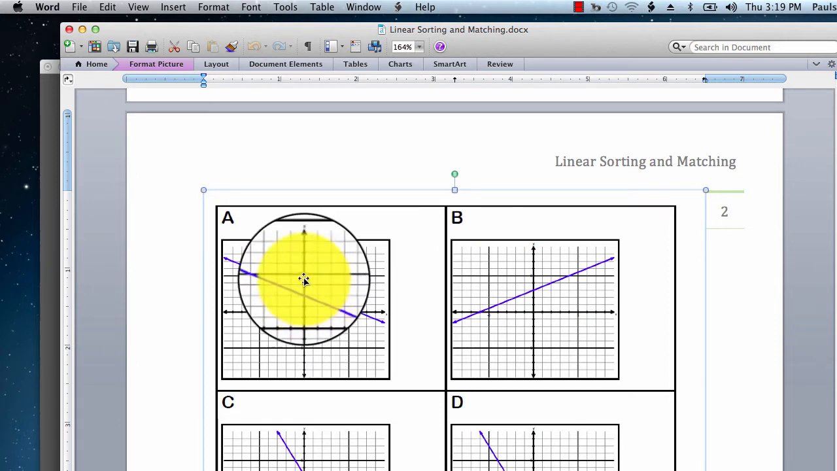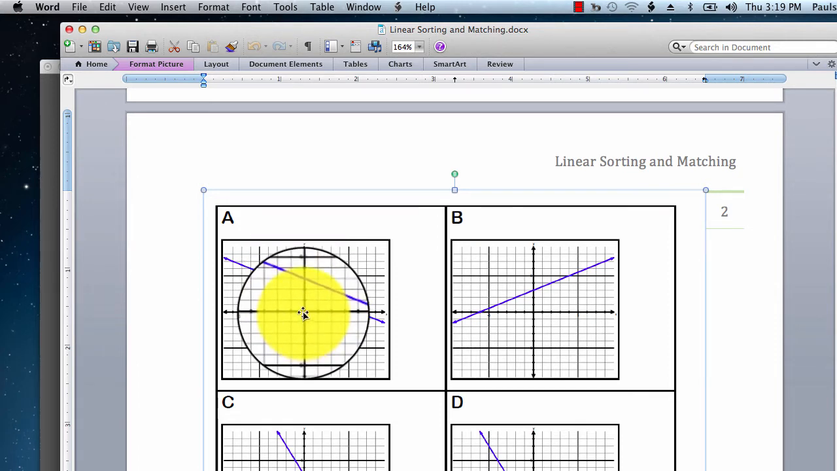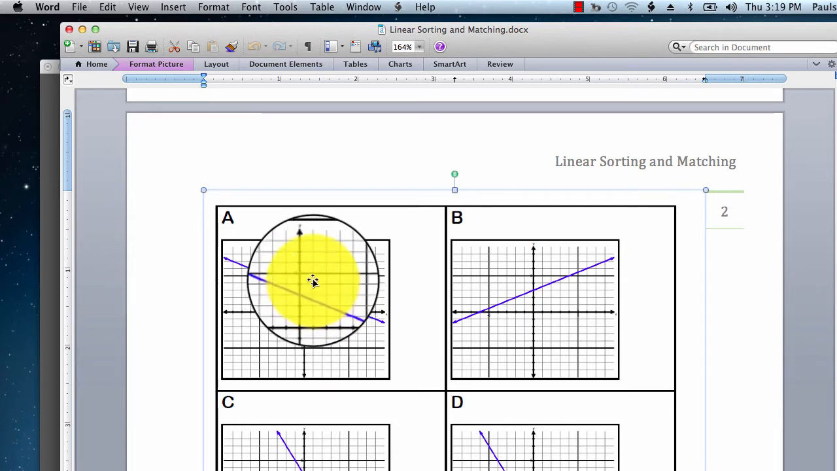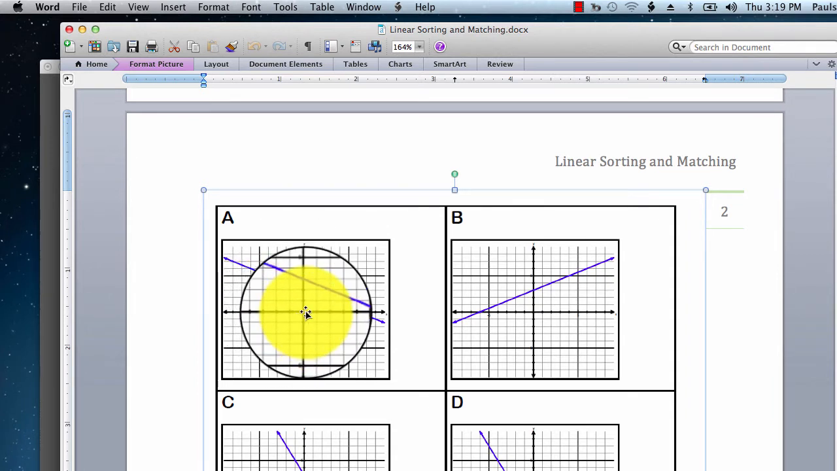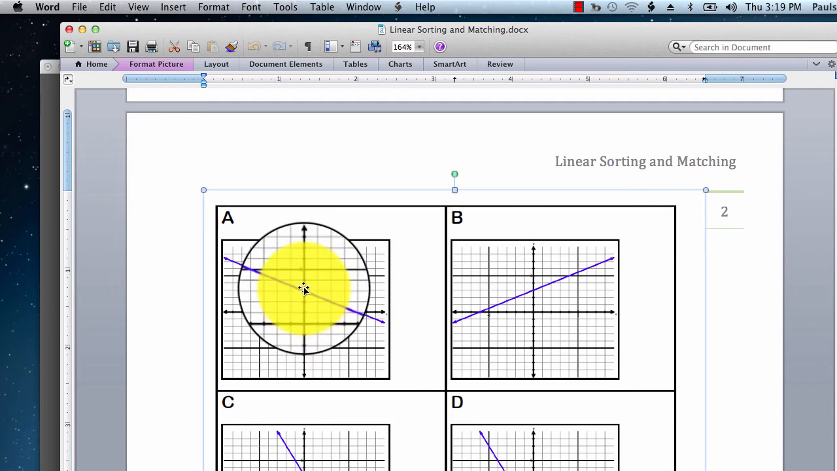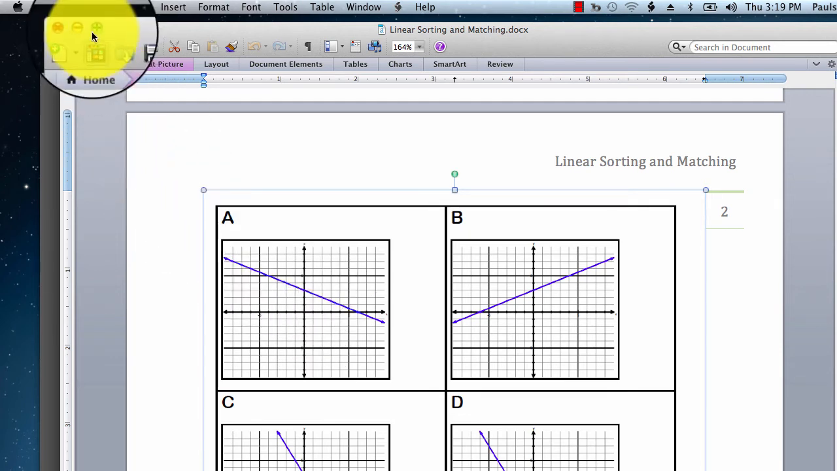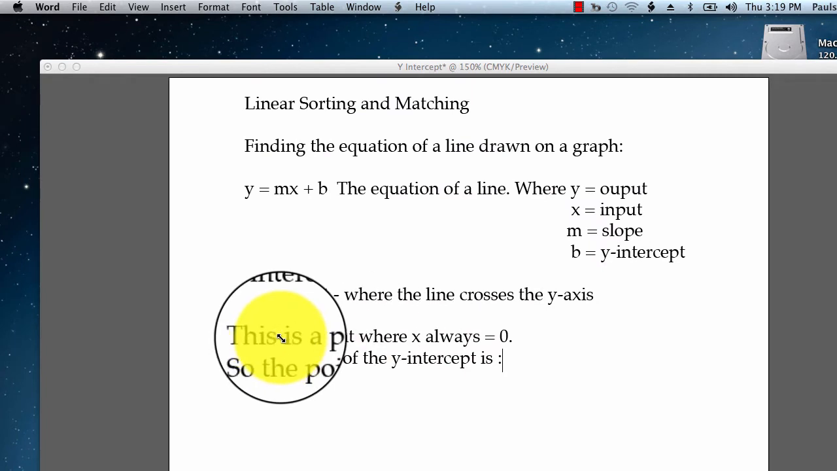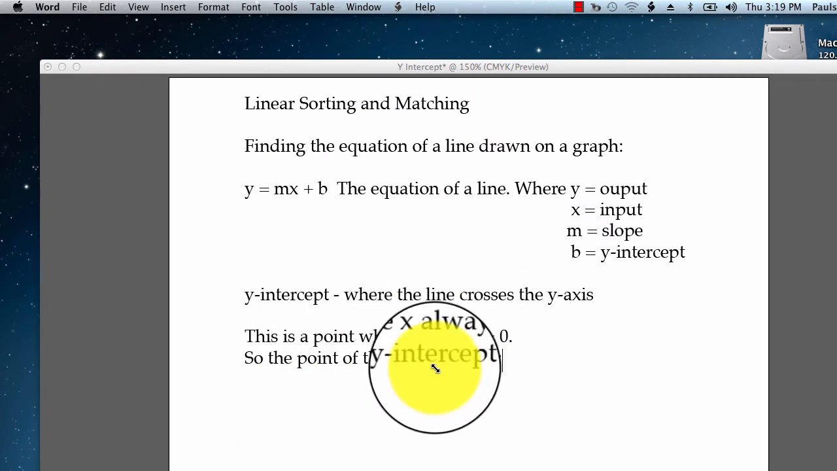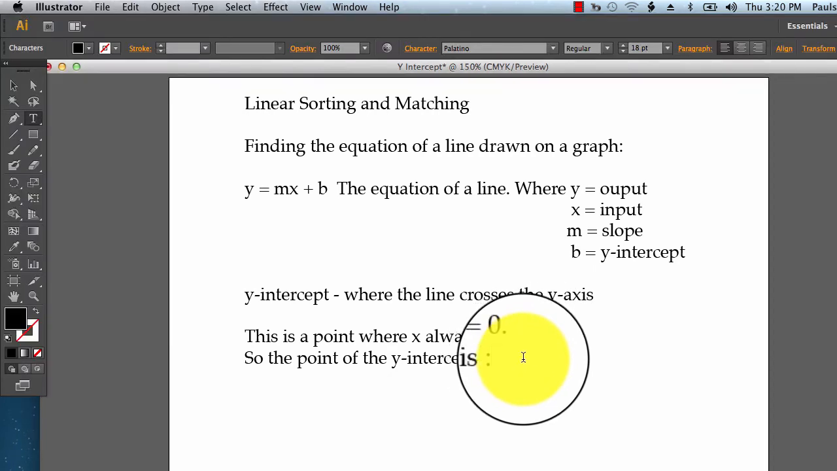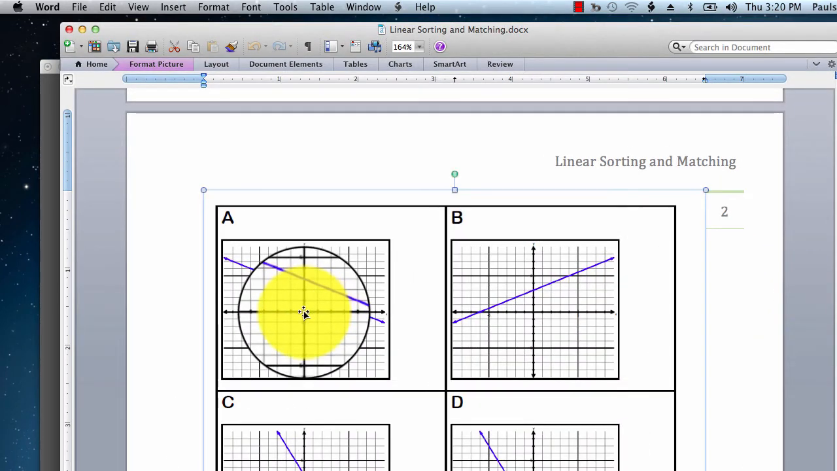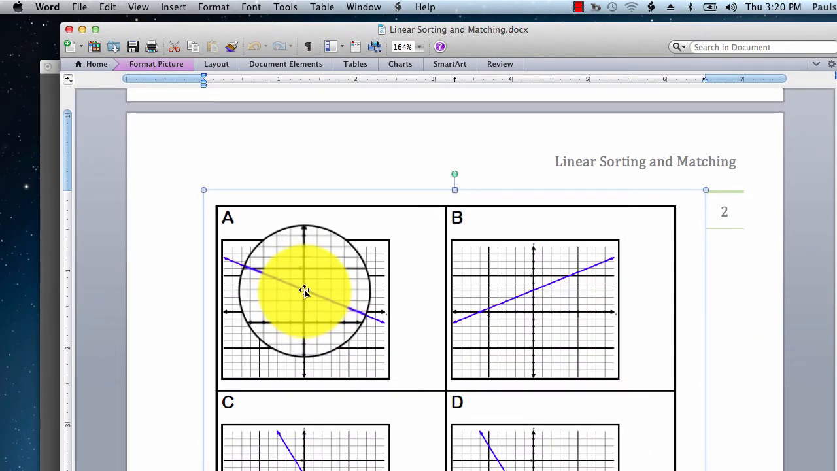You can't have a point on the y-axis if the x is not 0. If x was 1, the point would be too far over. If it was -1, it would be too far over. It has to be 0. So x will always be 0 at the y-intercept. So the point of the y-intercept from our graph is going to start with a 0 for x, and the y value is, let's look at that, 1, 2, 3. It's 3.